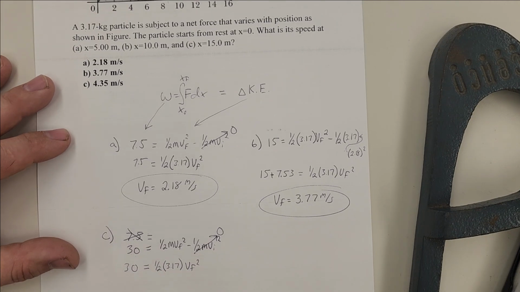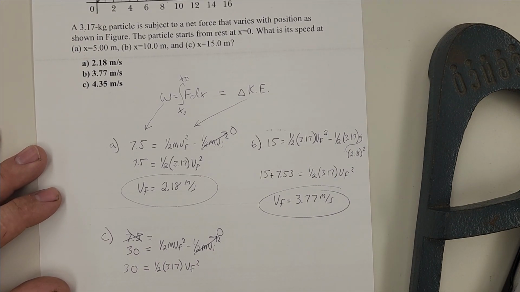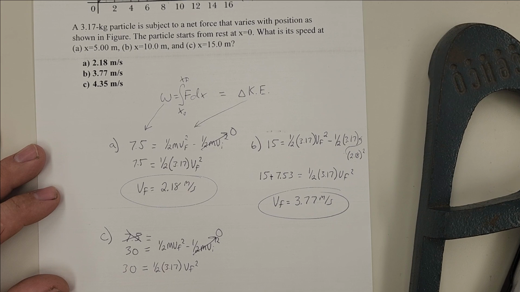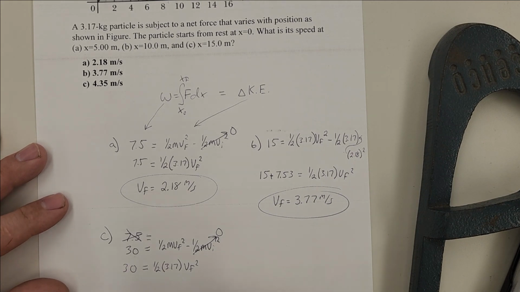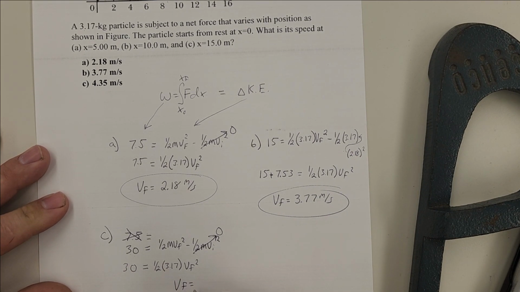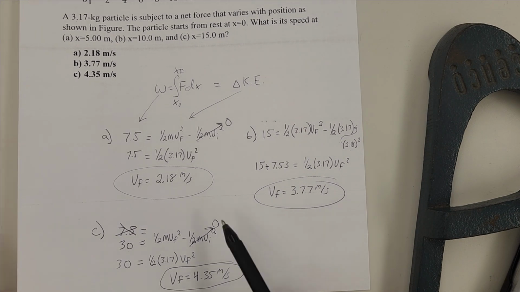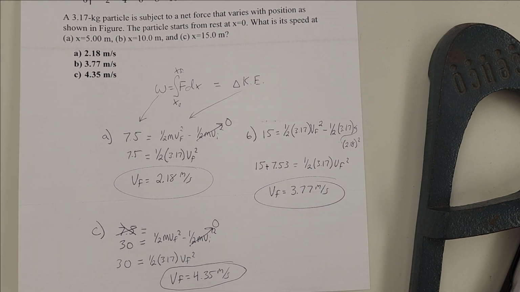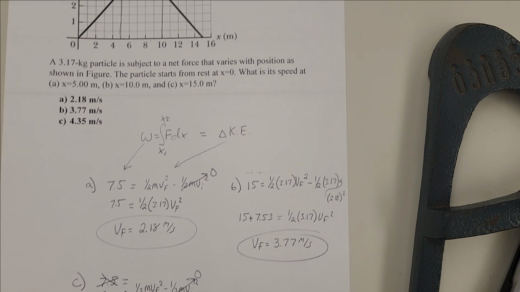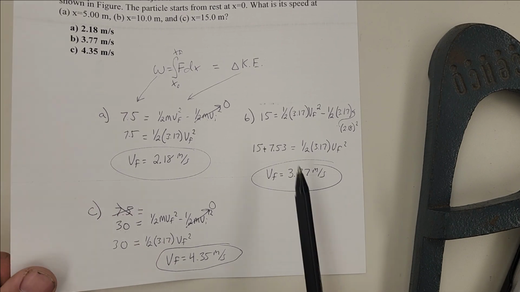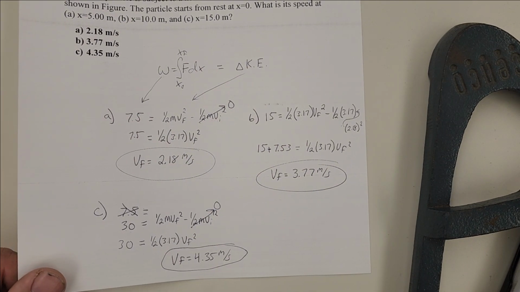We're looking for the final velocity squared. So our steps again: 30 multiplied by 2 and divided by 3.17, and then finally take the square root of your answer, and you will get that VF is equal to 4.35 meters per second. So there are two different ways of doing it; however you'd like to work through the problem, each can be done its own way depending on what the question is asking. This one just wanted to know what the speed was at these points, so it works out just fine.